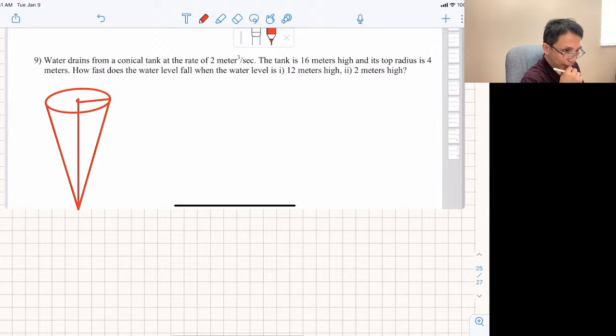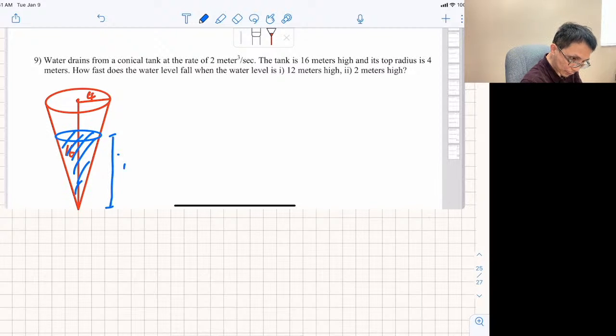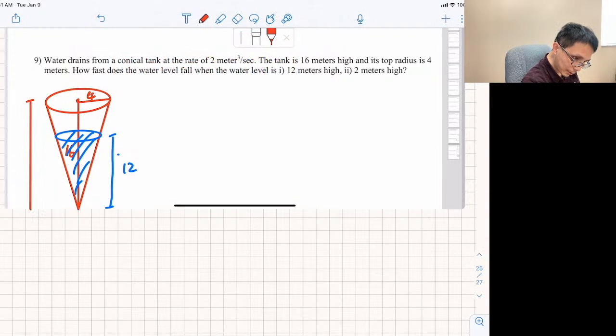Okay, so I have a 16. So this is 16 feet, and this is 4 meter. Sorry, meter. 4 meter and 16 meter. And I'm going to draw water here. This water is going to be something like 12. From here to here is 12. But inside it's 16 feet high. So from here to here is 16.